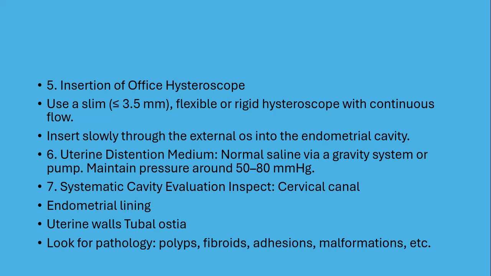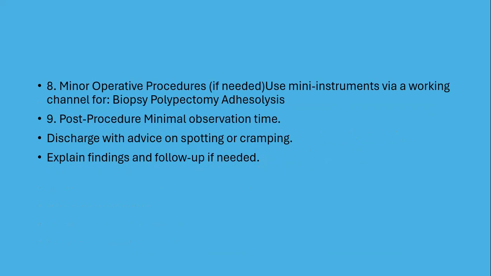7. Systematic cavity evaluation. Inspect cervical canal, endometrial lining, uterine walls, tubal ostia. Look for pathology, polyps, fibroids, adhesions, malformations, etc. 8. Minor operative procedures. If needed, use many instruments via a working channel for biopsy, polypectomy, adhesiolysis. 9. Post-procedure minimal observation time. Discharge with advice on spotting or cramping. Explain findings and follow up if needed.